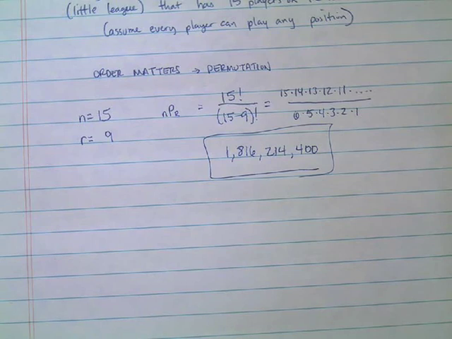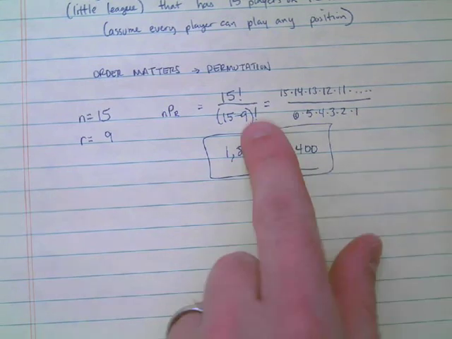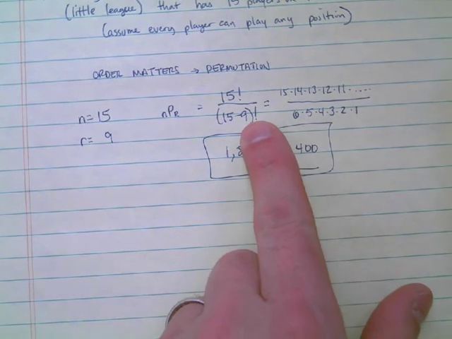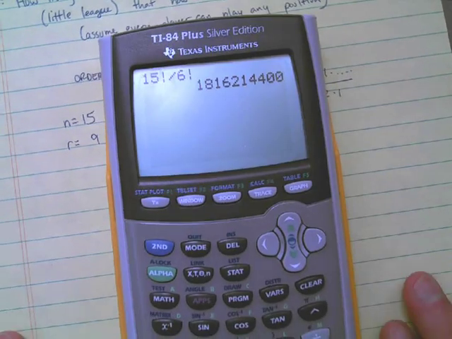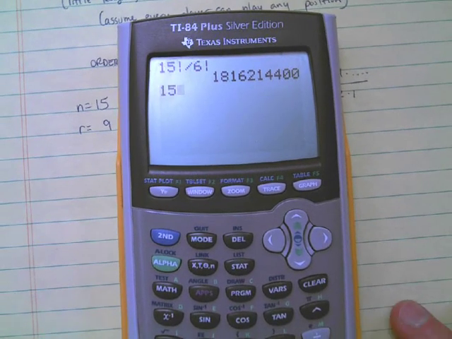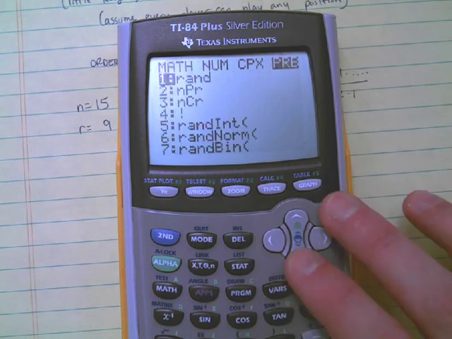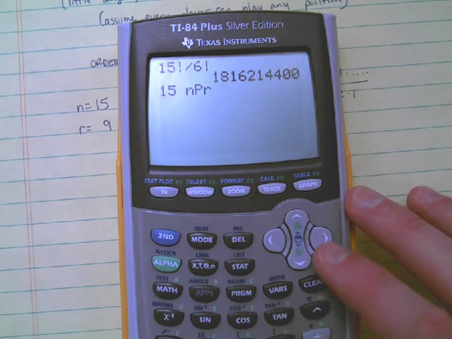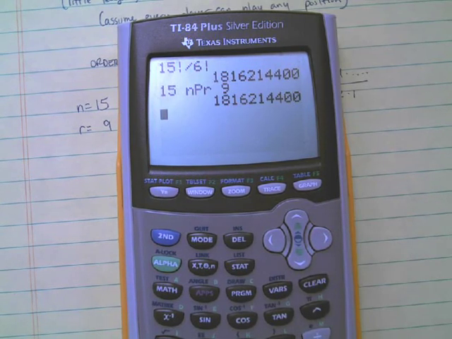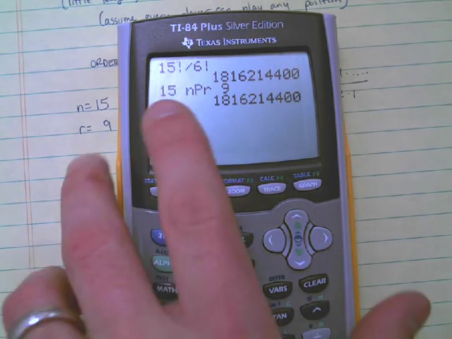That's a lot. Now, if you don't know how to use the formula, let's say you get a test day or you're in the ACT and you can't remember this formula, an easier way is to simply do this. 15 kids, math, probability menu, and you might have noticed that we scrolled by nPr. 15 permutations, taken 9 kids at a time. And it turns out it gets us the exact same number. 1,816,214,400 ways.